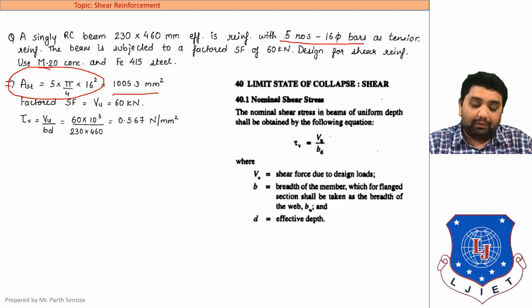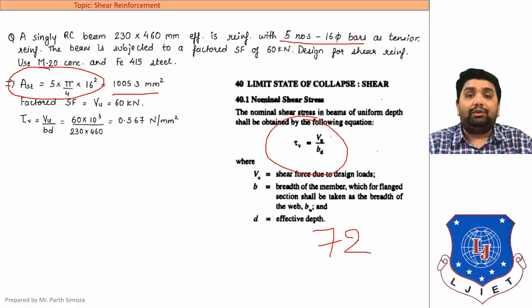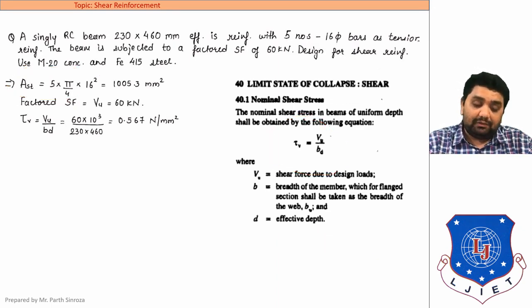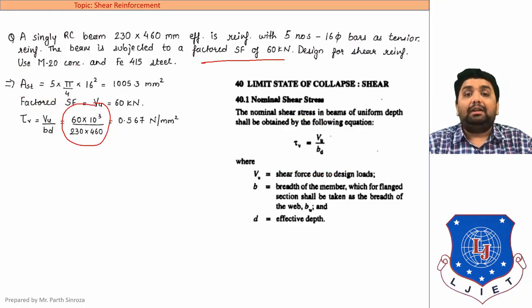Now we will get tau v from the equation mentioned on page number 72 of your IS code. We will be using this equation, that is tau v equal to Vu by bd. Vu is our shear force, which is already given in the question as 60 kilonewton. So substituting the value in terms of Newton, it will be 60 into 10 raised to 3 divided by the cross-section area, that is b into d. We get a value tau v equal to 0.567 Newton per mm square.